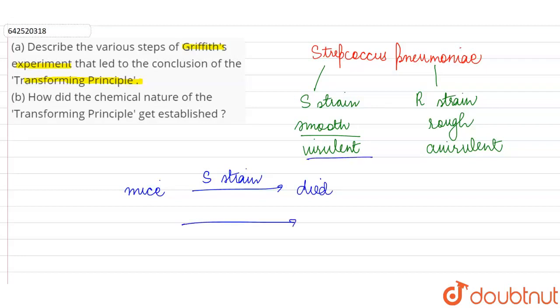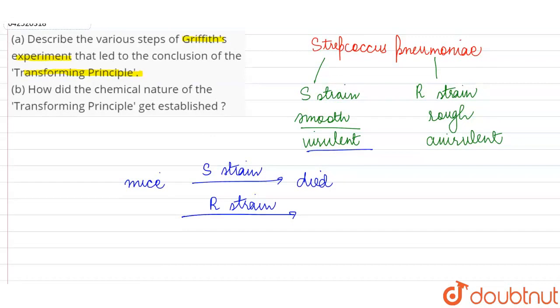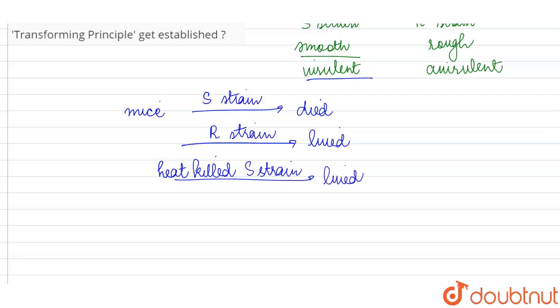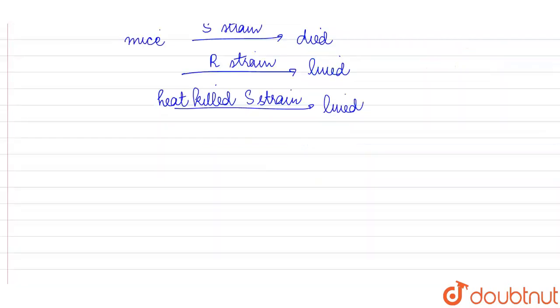Next he injected some mice with the R strain, and since the R strain bacteria were not capable of causing pneumonia, these mice lived. Now in the next step of the experiment, again he took some S strain bacteria, but they had already been heated and killed. So by injecting these killed S strain bacteria, the mice did not die, they lived this time, because even though the bacteria was virulent, it was dead.